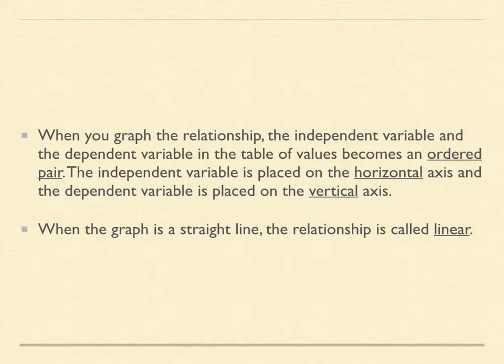Okay? Now when the graph or the relationship on the graph is a straight line, the relationship is called linear. Linear means line, straight line, linear. Okay, that's how that connection works.